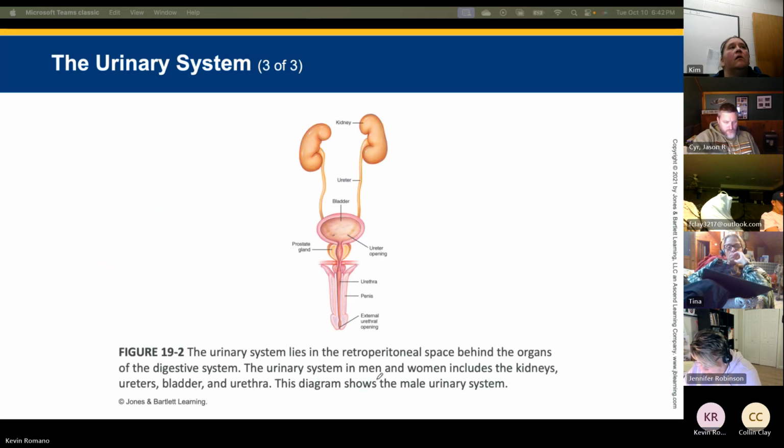All right. So this figure here shows the urinary system. Like I've said before, we have our kidneys, our nephrons inside. We start peeing stuff out. They go down the ureters into the bladder. This is where the bladder holds all the pee. Your prostate gland is here. Obviously the penile shaft here. And this is the urethra coming straight down through the opening.